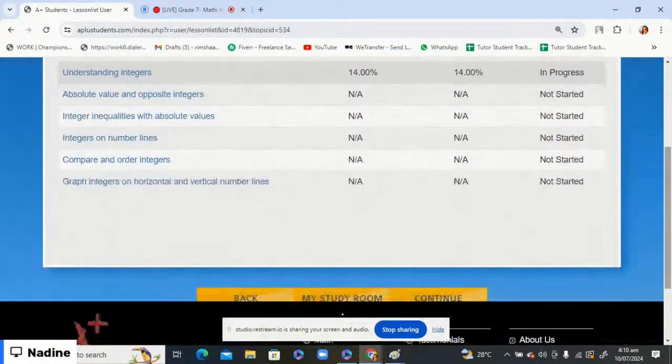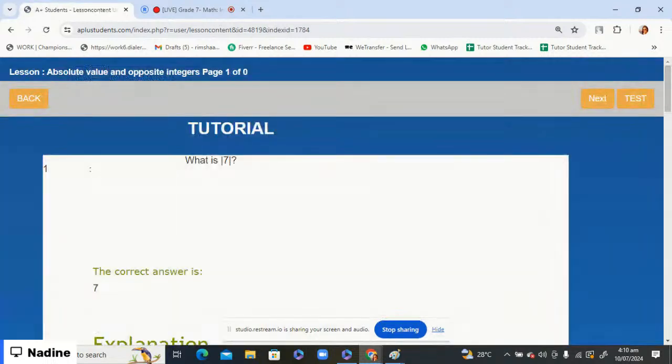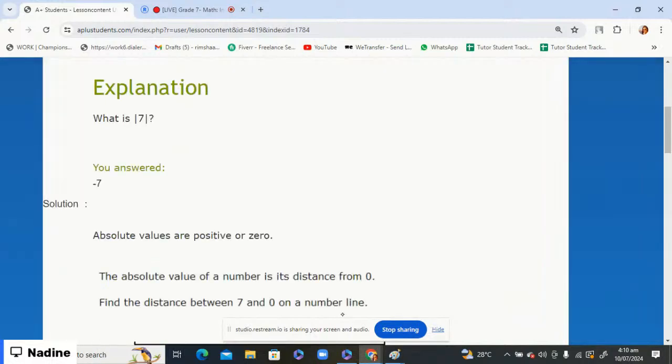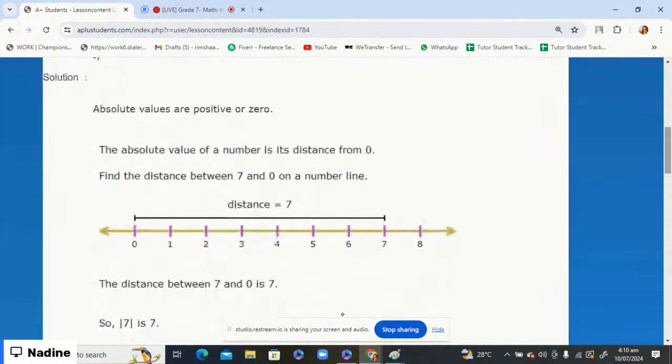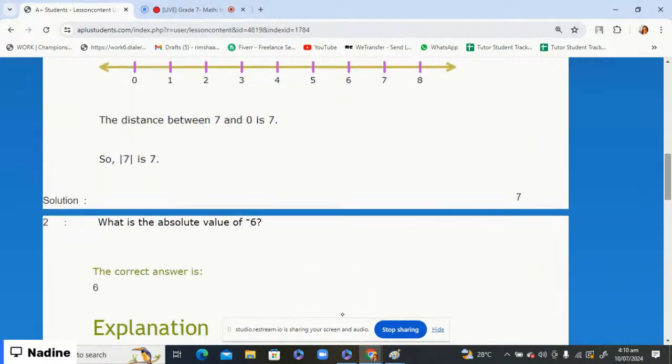So now let's move to the second lesson, which is absolute values and opposite integers. Let's just check it out. First of all, what is the absolute value? What does absolute mean? Absolute means something positive or 0. The absolute value of a number is its distance from 0. So find the distance between 7 and 0 on the number line. So it means that it's positive 7.